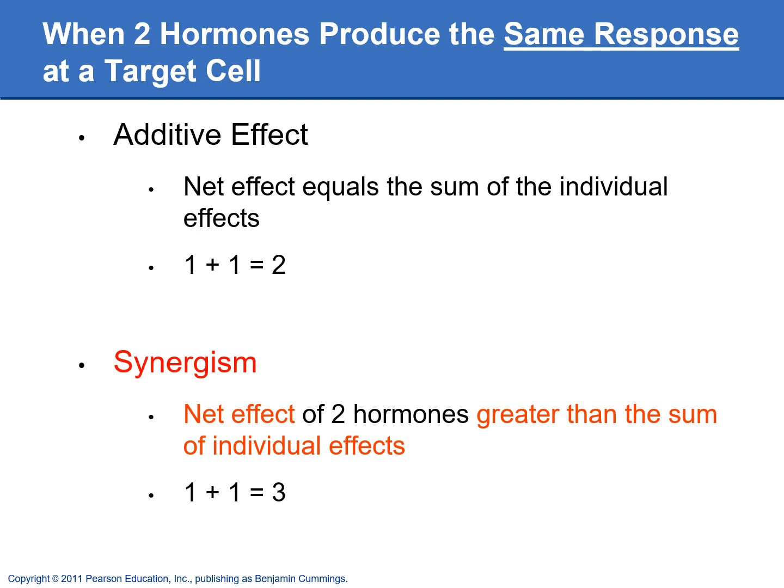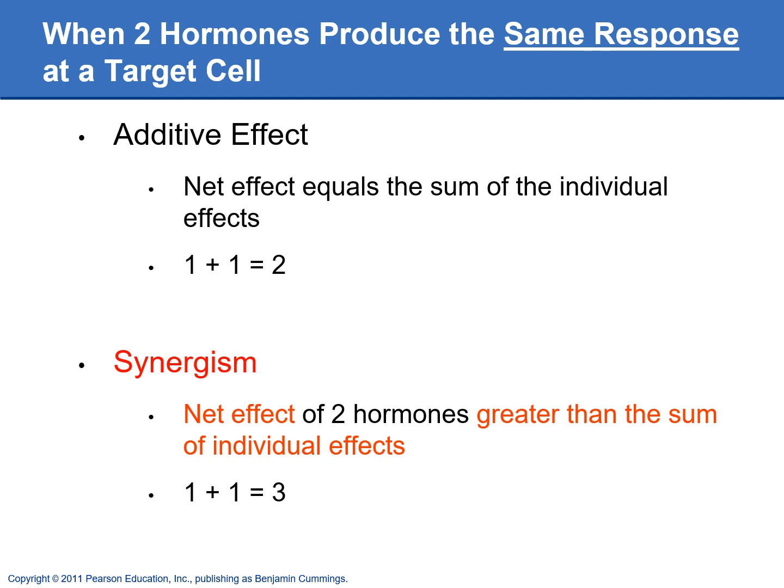And then when you have 2 hormones producing the same response at a target cell. So an additive effect would just be when, if you added their individual effects together, it would be like 1 + 1 = 2. Okay, but what we can see is synergism. And what this means is that the net effect of the 2 hormones is greater than the sum of the individual effects. So it would be like 1 plus 1 equals 3. So you're going to get a bigger effect than if you just had added the individual effects together.